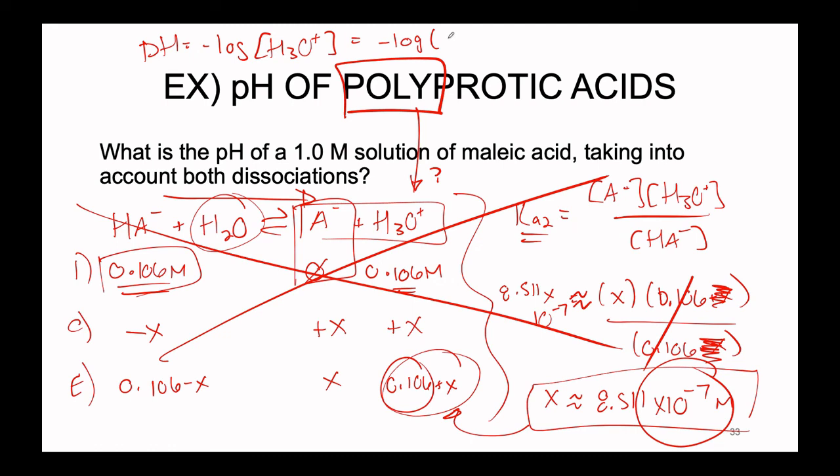So the negative log of your concentration, that is 0.106, is going to give you a pH that is 0.975. Even though this is a weak acid, and the second dissociation doesn't really matter, what we can see here is that your pH is still incredibly acidic.